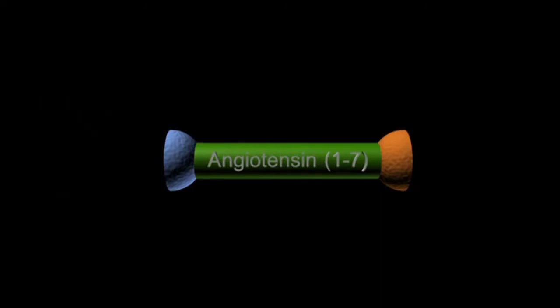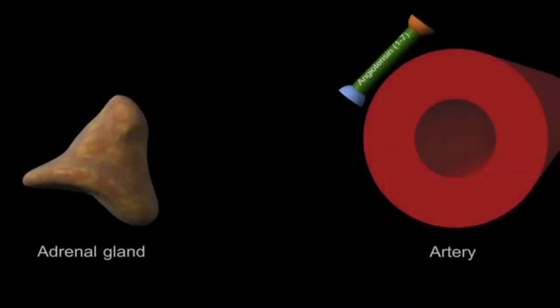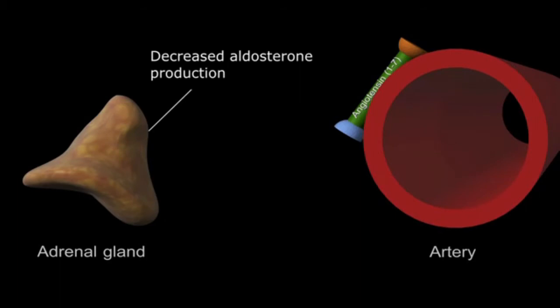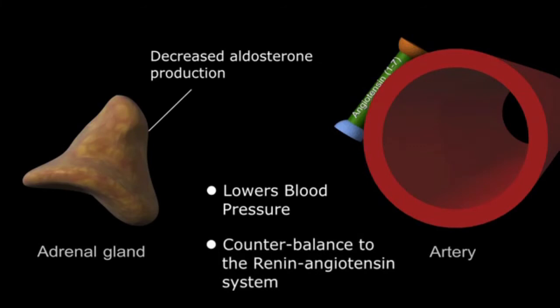Angiotensin I-7 is a powerful antioxidant and vasodilator, dilating the peripheral vessels of the body and eliminating the action of angiotensin II on the adrenals. Angiotensin I-7 lowers blood pressure and is basically the counterbalance to the renin-angiotensin system.